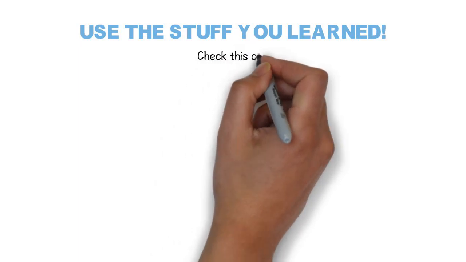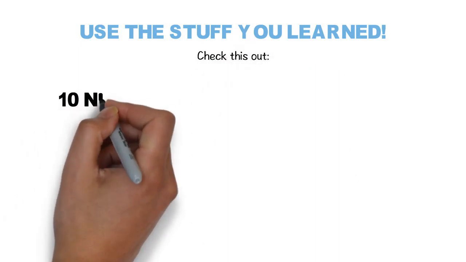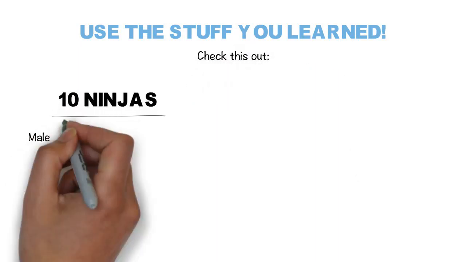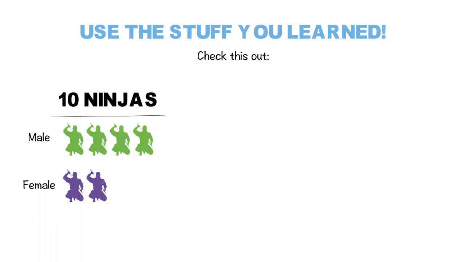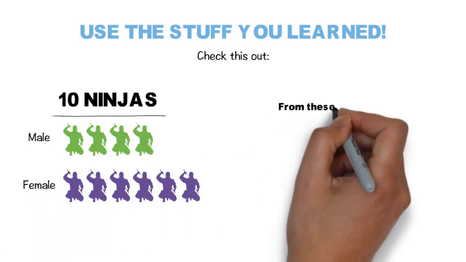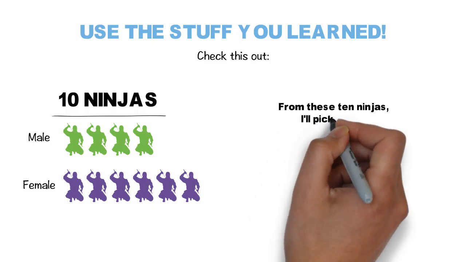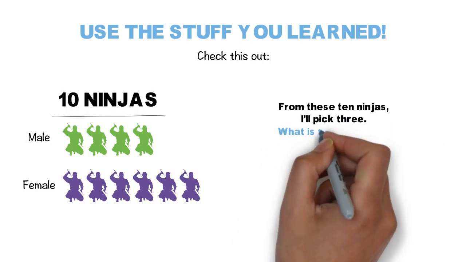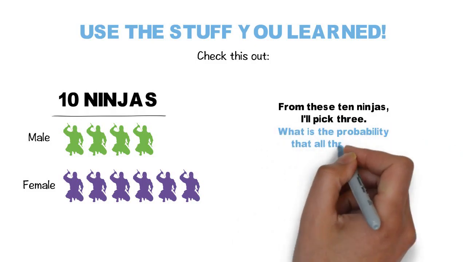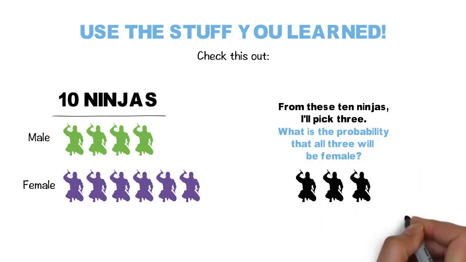And so, guys, let's take a look at an example. Suppose that I have 10 ninjas, and 4 of those ninjas are male, 6 of them are female, and I'm going to pick 3 of them for my Ninja Strike Force for tonight. Now, find me the probability that all 3 of the ninjas that I pick happen to be female.